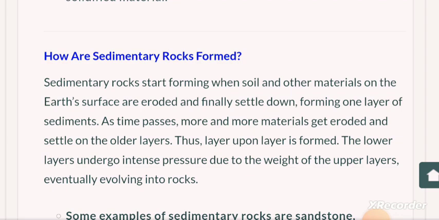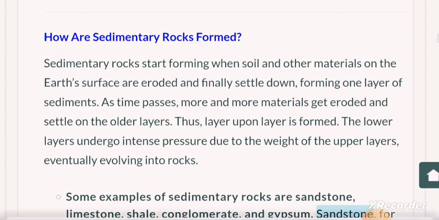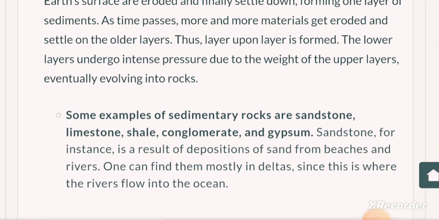Thus, layer upon layer is formed. The lower layer undergoes intense pressure due to the weight of the upper layers, eventually turning into rock. So this is the formation of sedimentary rock, the process of formation of sedimentary rocks.